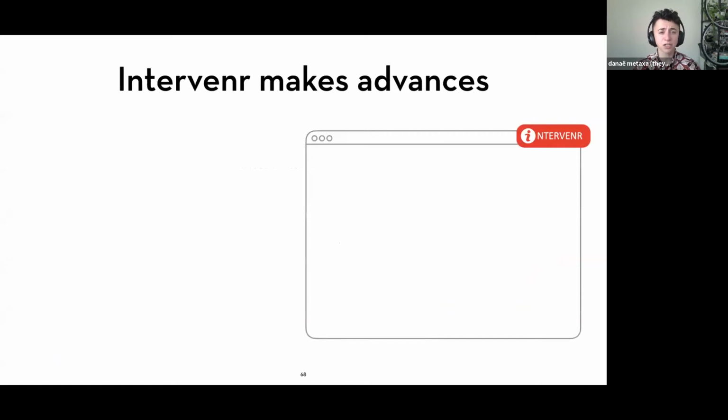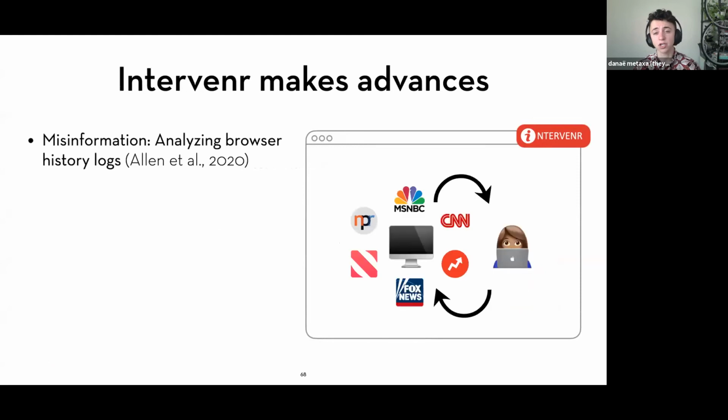To make these benefits clear, let me walk you through two examples of studies that Intervenor can enable that are beyond the current state of the art. The first is the domain of fake news and misinformation. There's been a lot of work in this space in the past few years, including an excellent recent paper that analyzes browser history logs published by Allen et al. in Science, which concludes that people visit websites with misinformation very infrequently. But Intervenor allows us to go further.